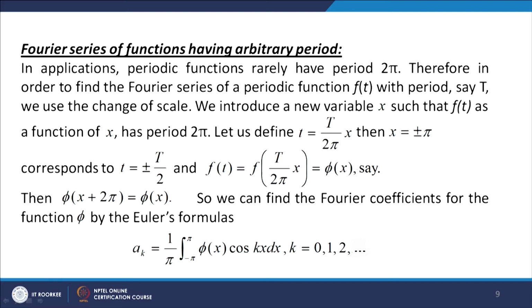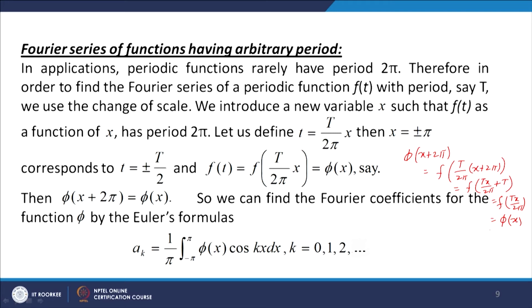We can easily check that phi x plus 2 pi is equal to f of T over 2 pi into (x plus 2 pi), and this is equal to f of T x upon 2 pi plus T. Since f is periodic with period T, this will be equal to f of T x upon 2 pi, and which is equal to phi x.